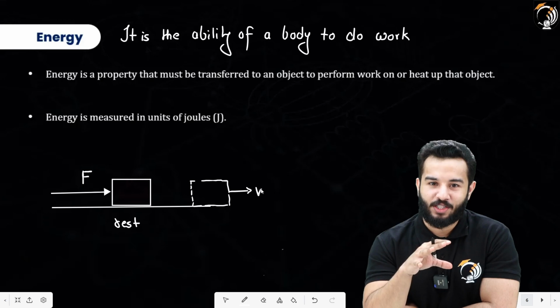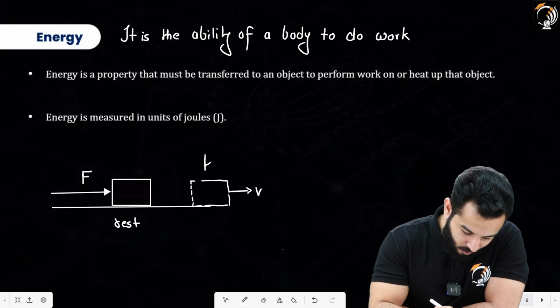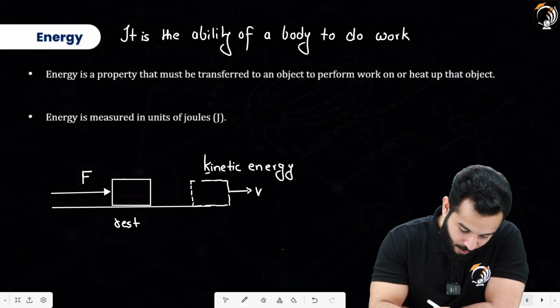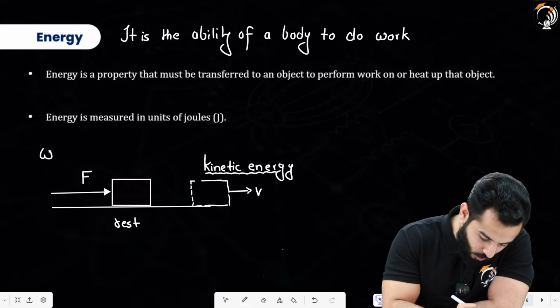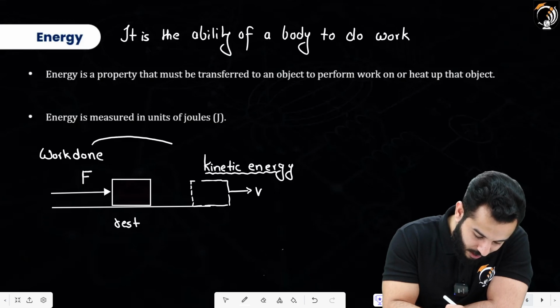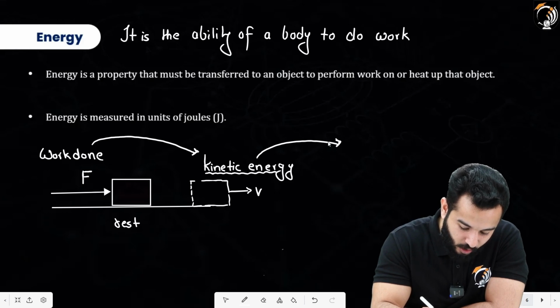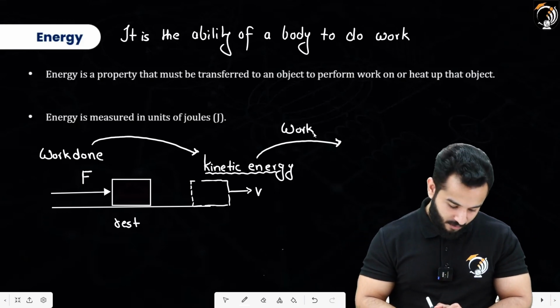This type of energy that is due to the motion, we call kinetic energy. So now the body has got kinetic energy. You have obviously heard of it, but where has this kinetic energy come from? It has come from the work done by the force. So work is converted into kinetic energy. Further, the kinetic energy can be converted into work as well. That's why we are writing that energy is the ability of a body to do work, right?